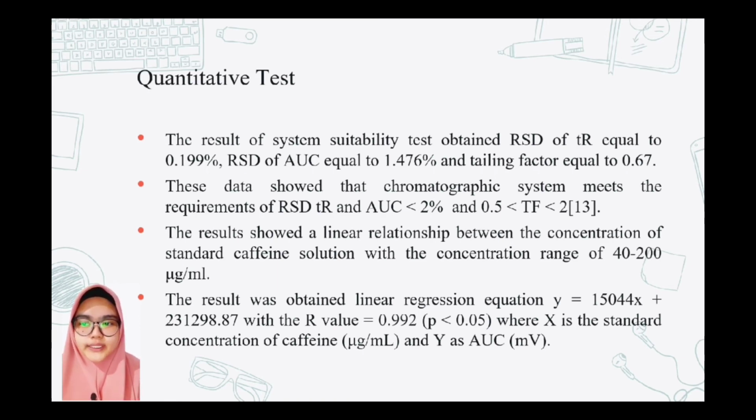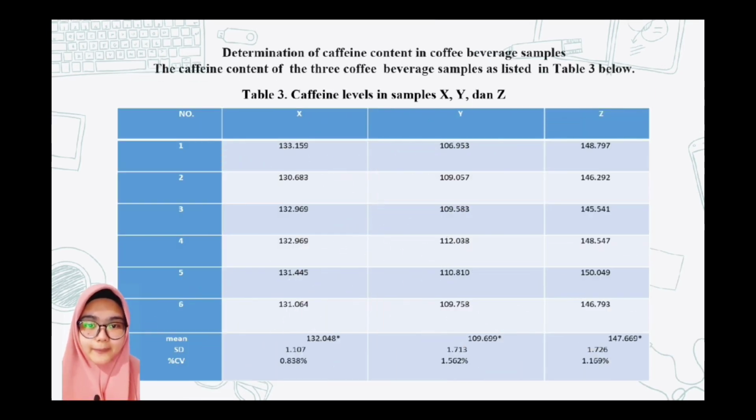The result showed a linear relationship between the concentration of standard caffeine solution with the concentration range of 40 to 200 microgram per milliliter. The linear regression equation obtained was y equals 15044x plus 231298.87 with the R value equal to 0.992, where x is in unit microgram per milliliter, and Y is AUC in mV.